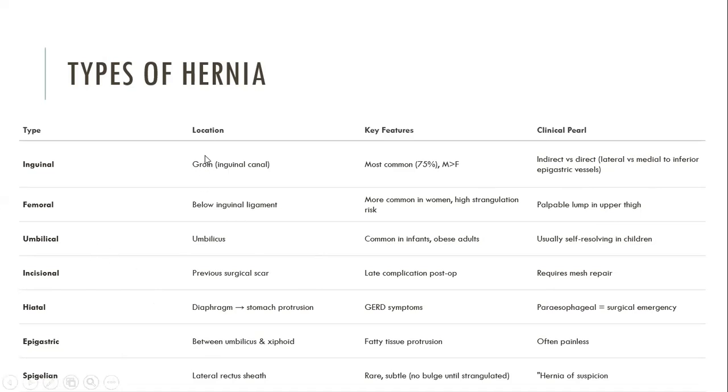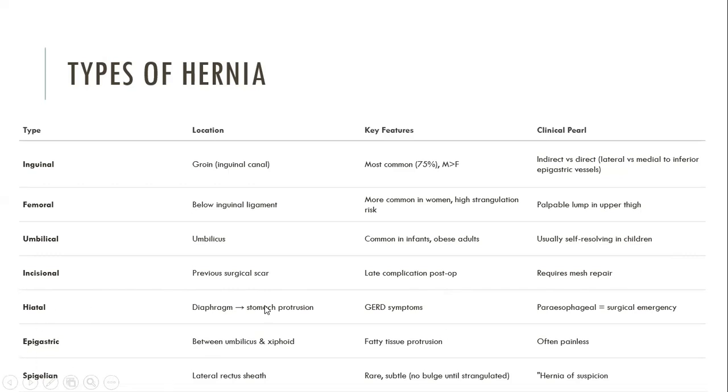Umbilical hernia is located at the umbilicus, and it is common in infants and obese adults, and in children it is usually self-resolving. An incisional hernia basically happens on a previous surgical scar, and it is usually a late post-op complication. Incisional hernias usually require mesh repair.